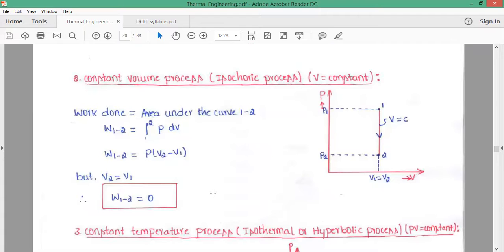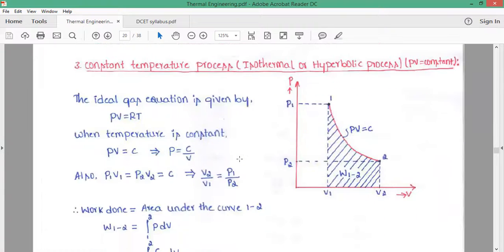Next one, constant volume process or isochoric process. In this process, volume remains the same. Now it is a vertical line. The area under the vertical line, projection of the vertical line will be a point. There will be no area. Therefore, the work done during the constant volume process is 0.